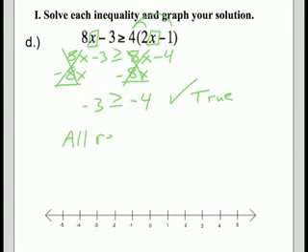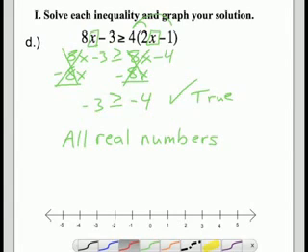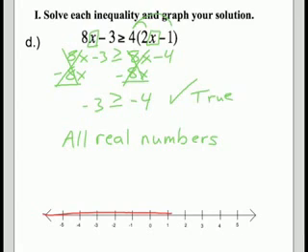So that means the solution to this inequality is all real numbers. You can take any number you want to and plug it in for x, and you will get a true statement. So when we do the graph for this, the graph is the entire number line. So we shade the entire number line in, and the arrows are on both sides.